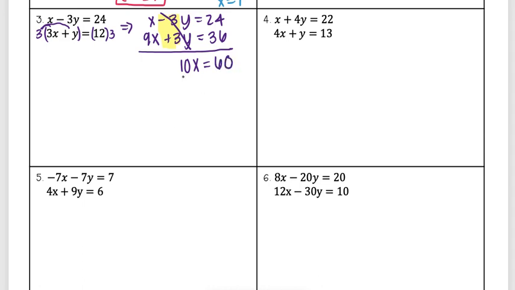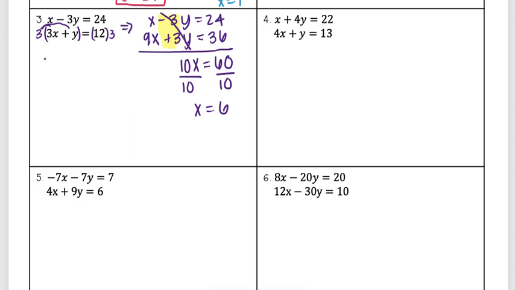And then I can divide both sides by 10. And so I get x is equal to 6. And then now I'm going to do exactly what I did before. So I'm going to substitute this value in for x into one of these equations. It doesn't matter which one you choose. I'm going to go ahead and choose this top one.